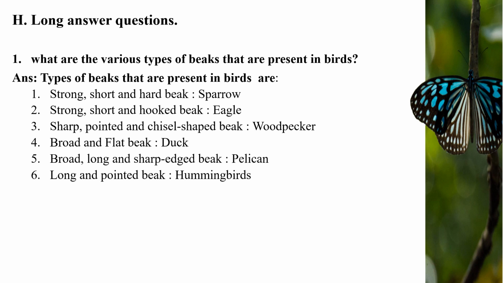Fourth, broad and flat beak. Example, duck. Fifth, broad, long and sharp edged beak, that is pelican. Sixth, long and pointed beak, that is hummingbird.